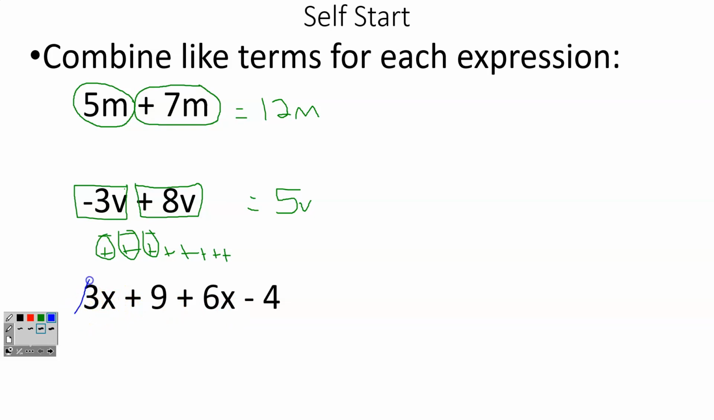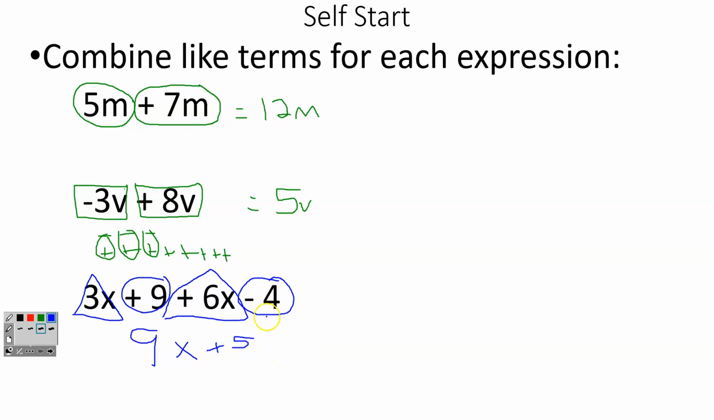Next one, I have 3x plus 9 plus 6x minus 4. So I can combine my 3x and my 6x. Again, notice how I put a shape around the operation in front. I can also combine my plus 9 and my minus 4. So if I combine 3x's and 6x's, that's going to give me 9x's. If I combine a positive 9 and a negative 4, that's going to give me a positive 5.